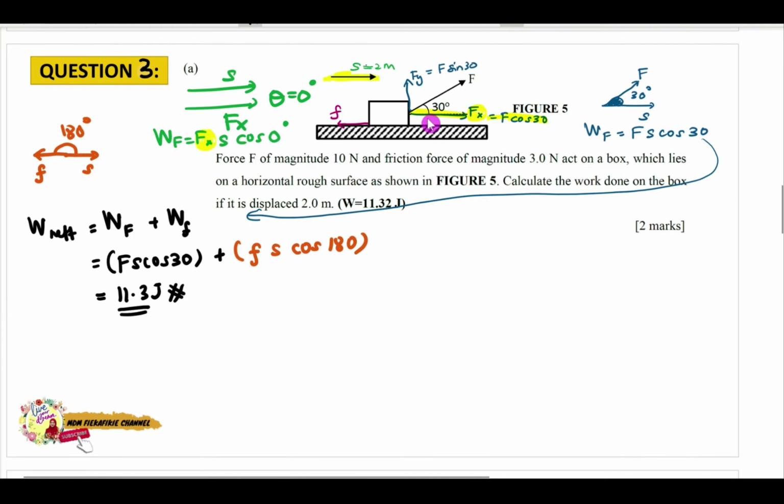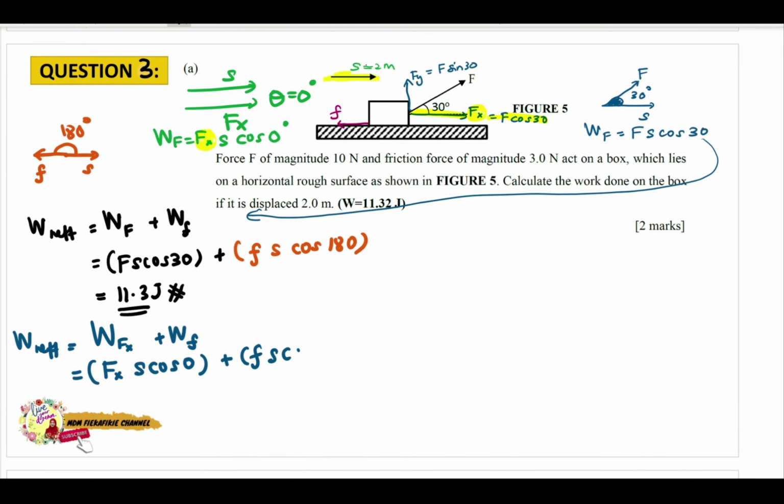Tapi kalau nak guna cara yang resolve ni, kan, Fx dan Fy, and then you choose Fx, pun boleh juga. Okay, so dia akan sama jugalah. Saya buat kat bawah ni, you nak buat juga pun boleh. So dia akan jadi W, F ini kita akan pilih Fx lah, plus friction. So dia akan jadi Fx S cos 0, sebab Fx dengan S tu parallel, plus friction cos 180. Tapi jangan lupa, ini adalah Fx, bukan F.